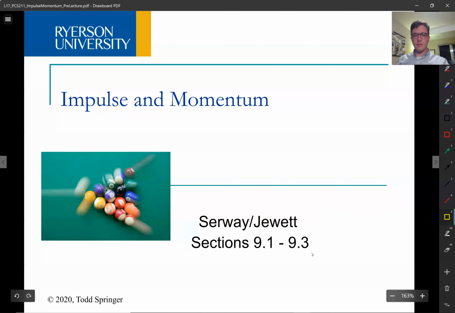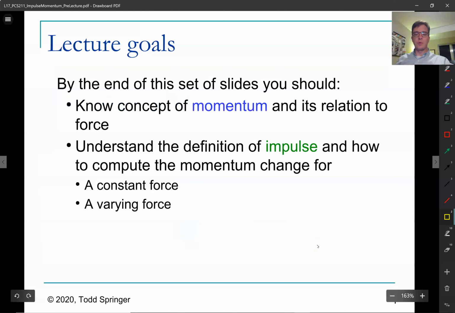So let's get started. The purpose of this lecture, as I mentioned, is to introduce a new concept, which is the concept of momentum, and how it's related to force, which is something that we already have talked about. There's this other quantity which we're going to encounter called impulse, and I need to explain what that is and how it's related to the change in momentum. And then we'll talk about how to calculate both the impulse and the change in momentum for a constant force and for a varying force.